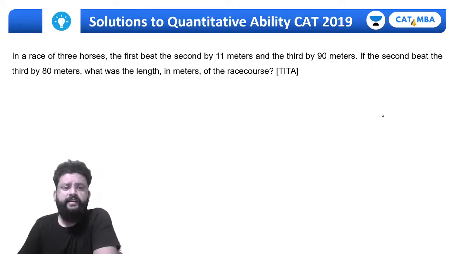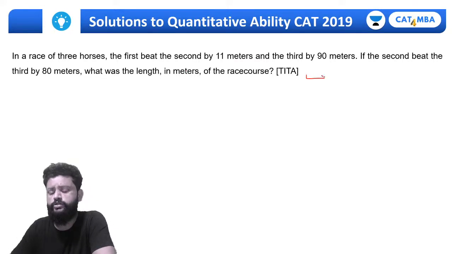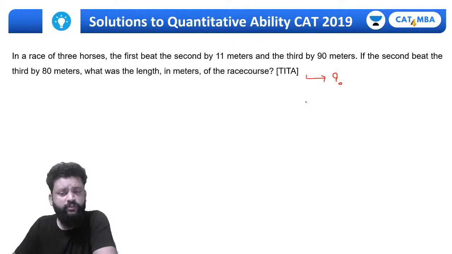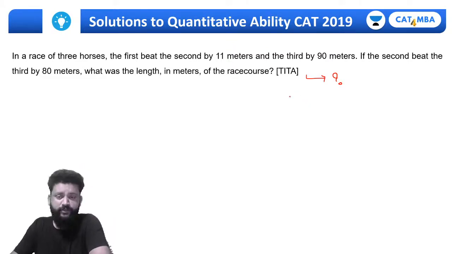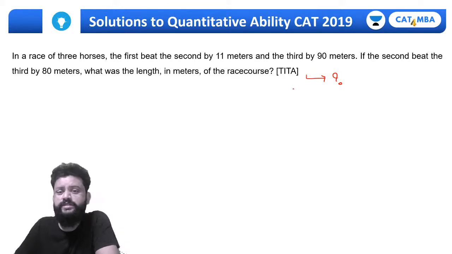Next thing, in a race of 3 horses, first beat second by 11 meters. This is a really interesting question. This was a TITA question where you need to type the answer. There were no answer options. And again, if you use the ratio in this, definitely it was a single step question to solve. Single step means just step by step calculations we have to do, 1 or 2 steps max. But in the first step you'll get the final equation that you need to solve.